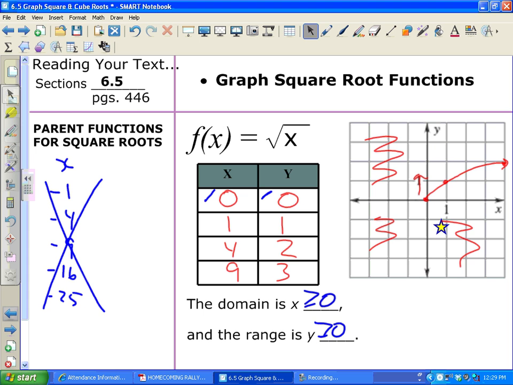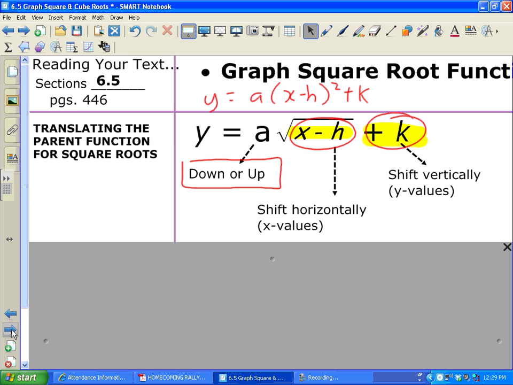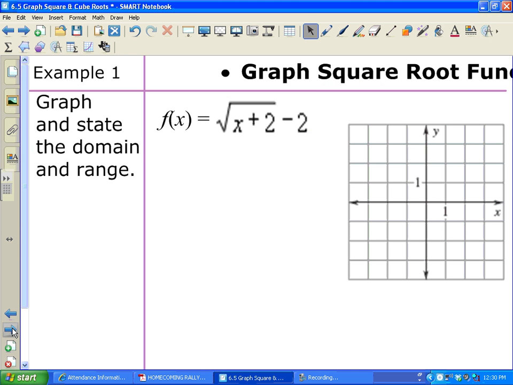The star is going to move around the graph. All the graphs will look very similar to our parent function. Some might open down because the a value is negative. And again, same behavior as we had before. Same things are going to apply. How does it look? Well, I'm glad you asked. First example: f of x equals the square root of x plus 2, minus 2.